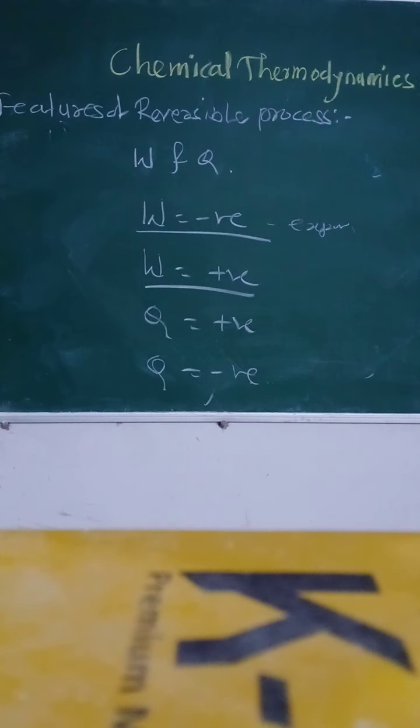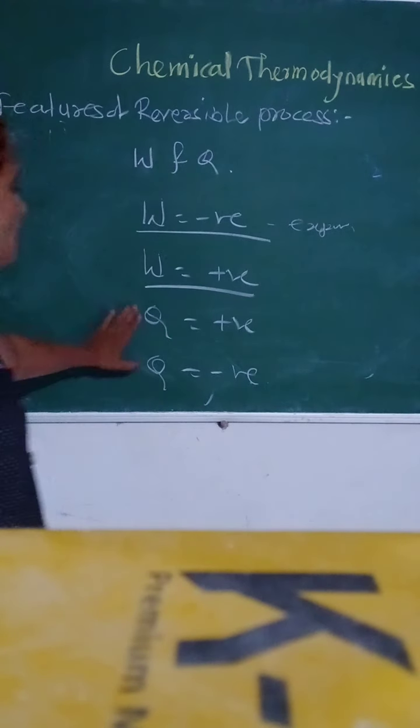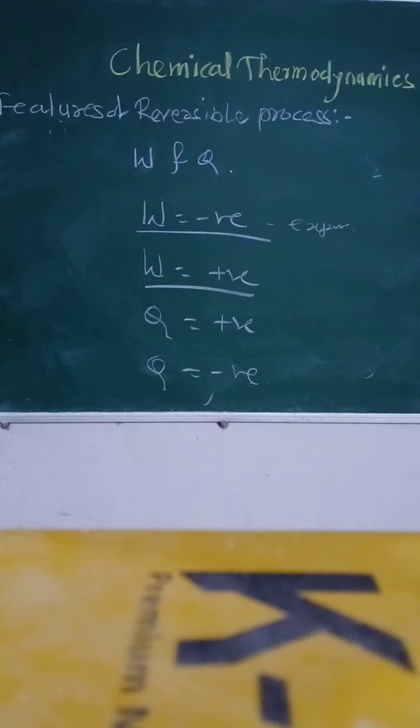Then plus W will be the opposite to that. Plus W means work done on the system by the surrounding. And heat change is in terms of the exothermic and endothermic reactions you have heard of. Heat absorbed by the system from the surrounding is plus Q, and heat released by the system to the surrounding is negative, like exothermic and endothermic reactions. These are the sign conventions of W and Q.